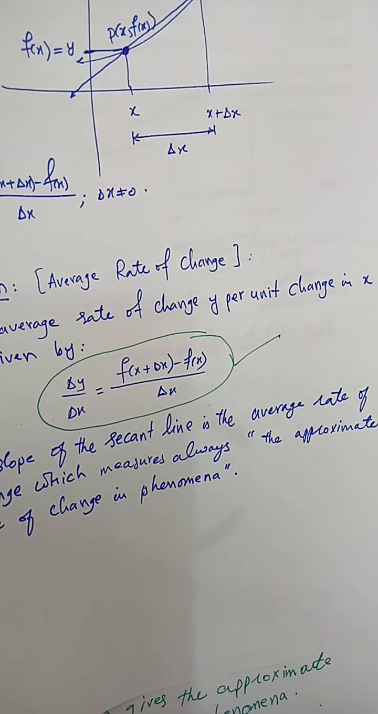Inshallah, in the next video we will discuss the instantaneous rate of change, which is the slope of a tangent line, and that is called the derivative, which always gives the exact rate of change in the phenomena.